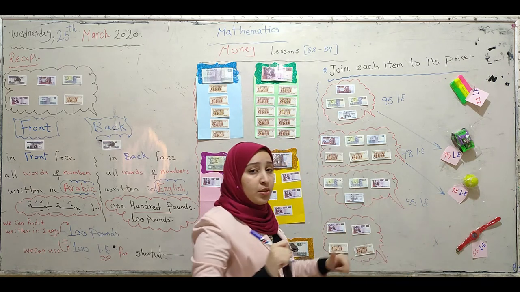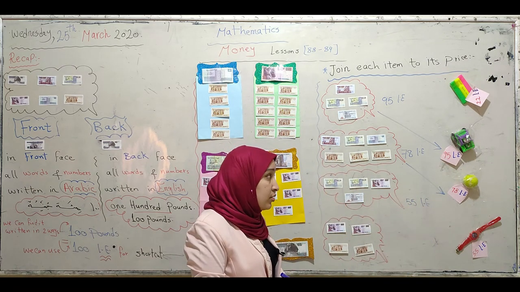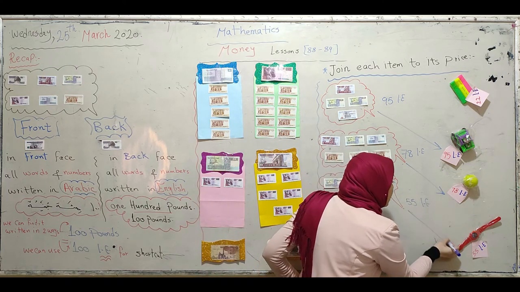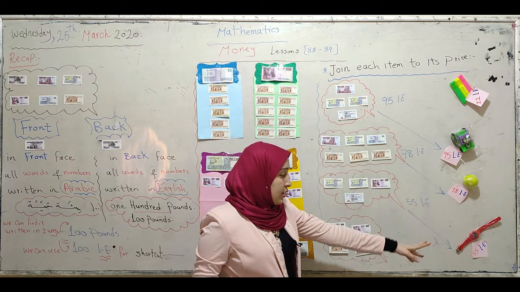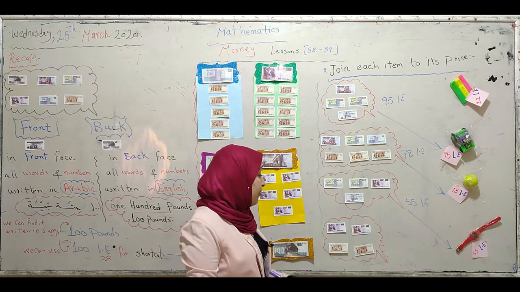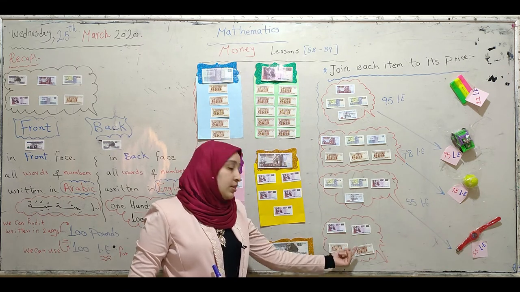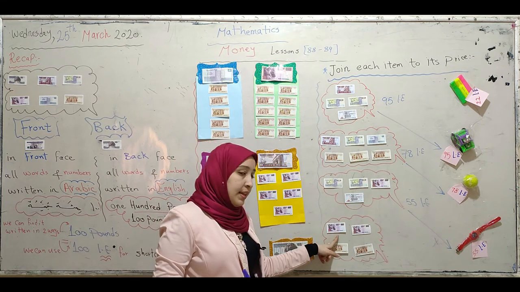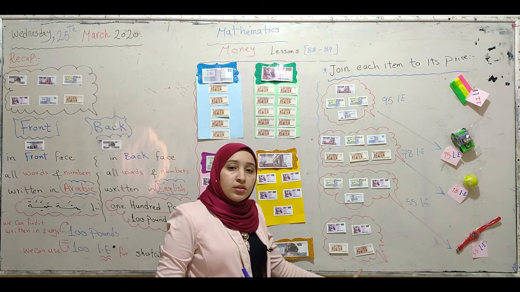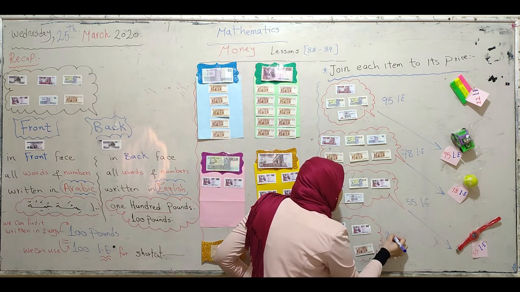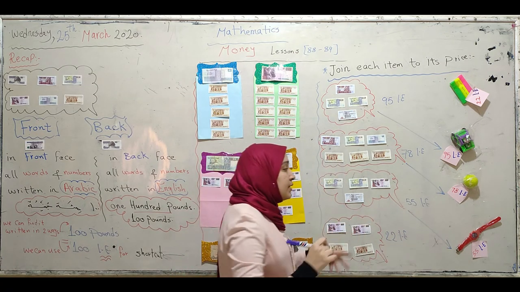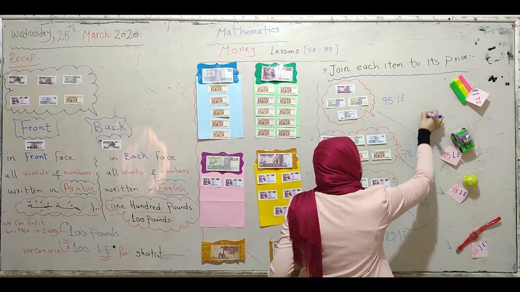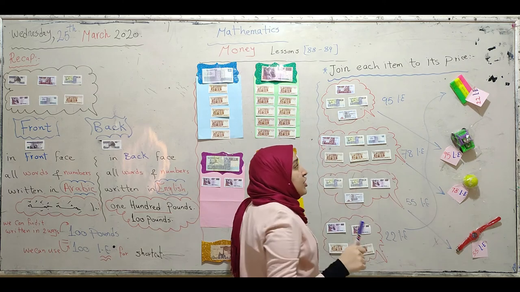Can you tell me which item its price is 55 pounds? Yes, excellent, it's a watch. So I join this amount of money with its suitable item, which is the watch. The last amount of money, we have here 10 pounds, 10 pounds, 1 pound, and 1 pound. So I can calculate them as 10, 20, 21, 22. So this amount of money is 22 pounds, and its suitable item is colors. So I join its amount of money with its suitable item, which is colors.